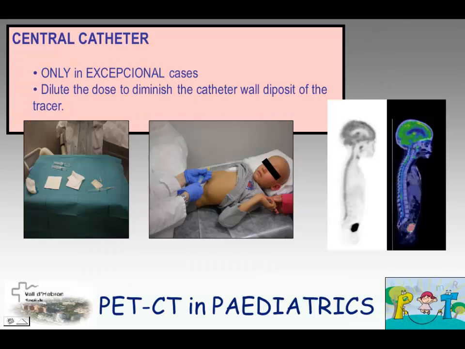What happens in case of a central catheter? We use that only in exceptional cases, but we use this route. When we have to use a central catheter to administer the FDG, we dilute the dose in order to diminish the catheter wall deposit of the tracer. And it's useful, and we don't have artifacts using this technique. But the volume of dilution is quite big, and you have to inform the pediatricians that, for example, in a 4-year-old boy, we have injected in the order of 50 milliliters of serum to apply this technique.